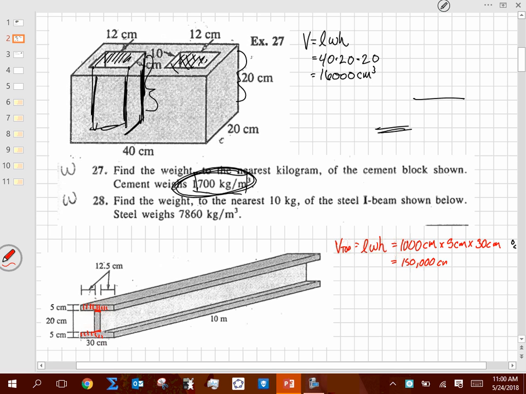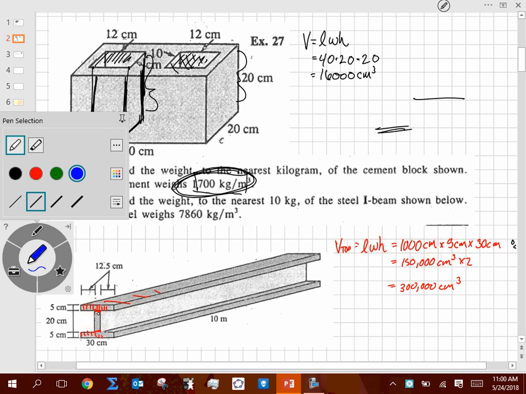150,000 cubic centimeters. Okay, so that's the volume of the top prism up here. I got two of those. Just want to double it, and that gives me 300,000 cubic centimeters. All right. Now I've got to find the volume of this inner prism right here. Okay. So that's the one I want to find.